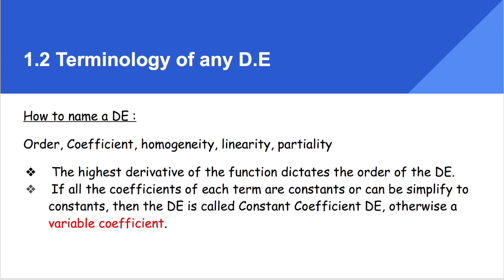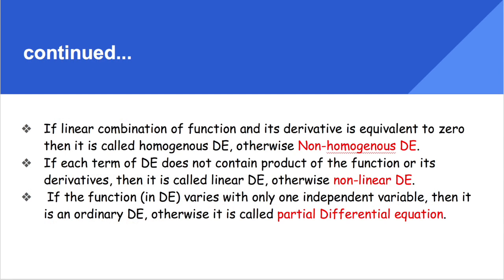If all the coefficients of each term are constants or can be simplified to constants, then the DE is called a constant coefficient DE, otherwise a variable coefficient. Also, if a linear combination of the function and its derivative is equivalent to 0, then it is called a homogeneous DE, otherwise non-homogeneous DE. Then, if each term of the DE does not contain a product of the function or its derivatives, then it is called a linear DE, otherwise a nonlinear DE. And, if the function varies with only one independent variable, then it is an ordinary DE, otherwise it is called a partial differential equation.